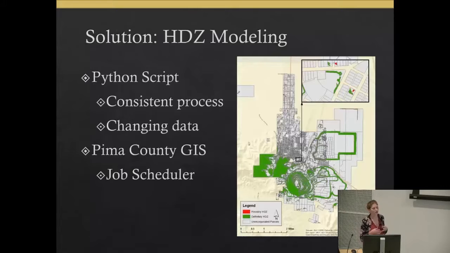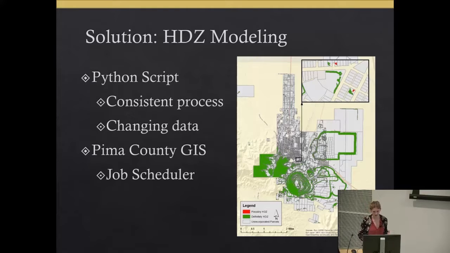The solution is to build this model. So this was done using the ArcPy module for Python to string together tests that represent the 15% slopes with 50-foot run and 7.5 rise. I chose to script it because it needed to be a consistent process that could be repeated over and over again as the data changes.